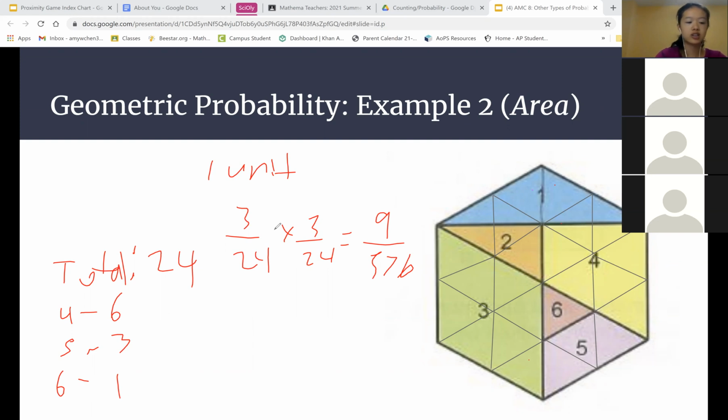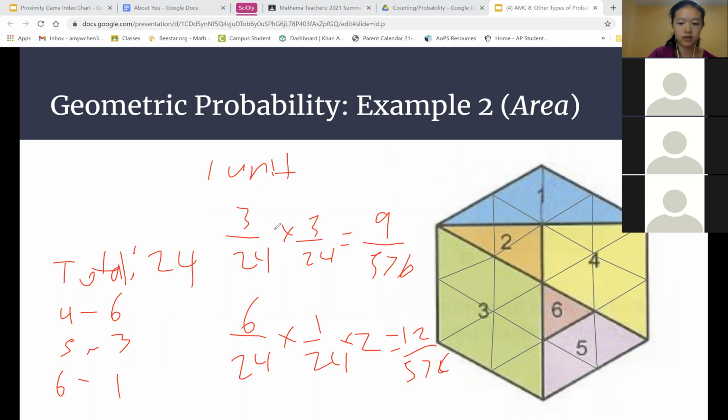Then the probability that she throws a 4 and then a 6 would be 6 over 24 times 1 over 24. But then you do have to multiply by 2 because it could be a 4 and then a 6, or it could be a 6 and a 4. Since you're adding them both up, I just multiply by 2. So this would be 12 over 576. If we add these up, 9 over 576 plus 12 over 576 is 21 over 576, which when simplified is 7 over 192. So that's the probability that she throws a 10.